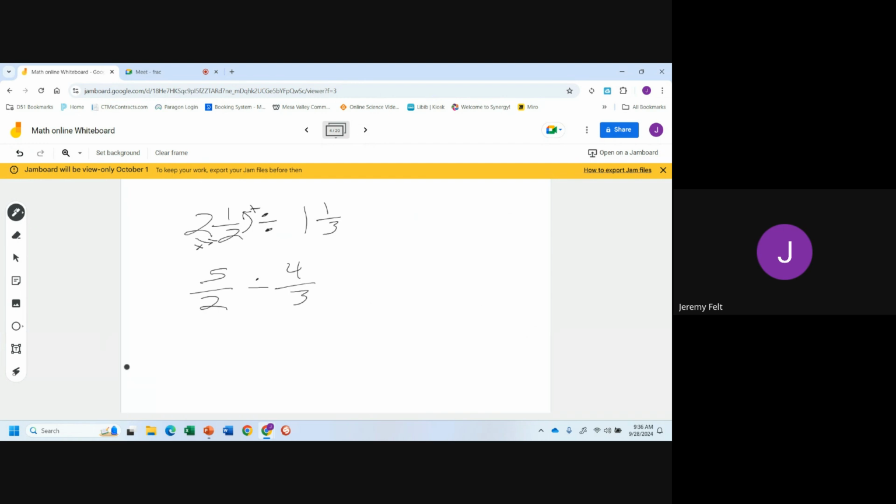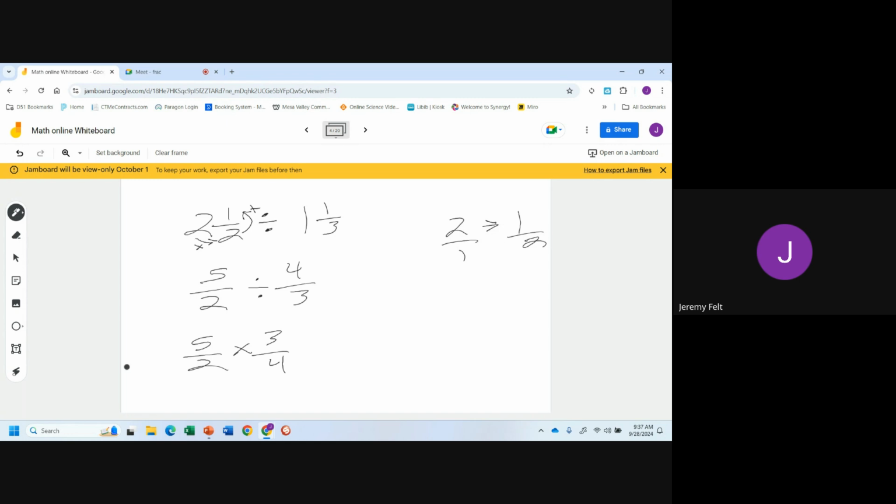Now, anytime we're dividing by a fraction, it's the same as multiplying by the reciprocal. And any number can have a reciprocal. Even a whole number can have a reciprocal, because 2 we could write as 2 over 1, flip it, and it becomes 1 over 2. So in this, we keep, change, flip. Keep, change, flip. So 5/2 is going to stay, division becomes multiplication, and 4 over 3 becomes 3 over 4.